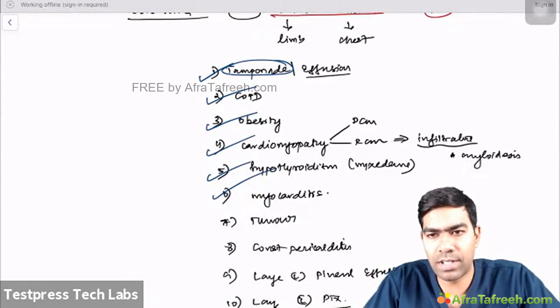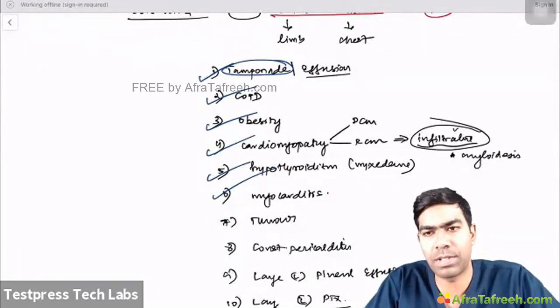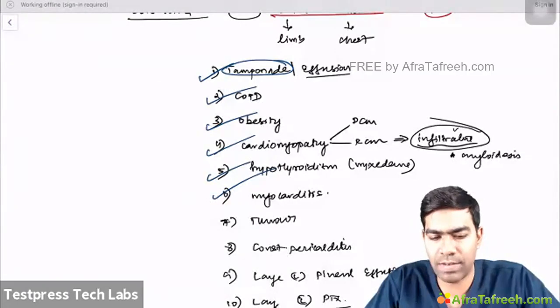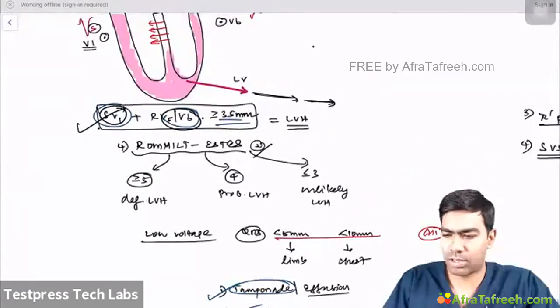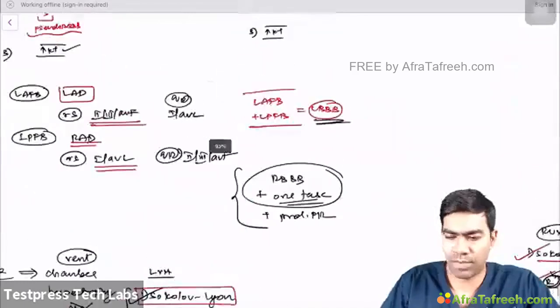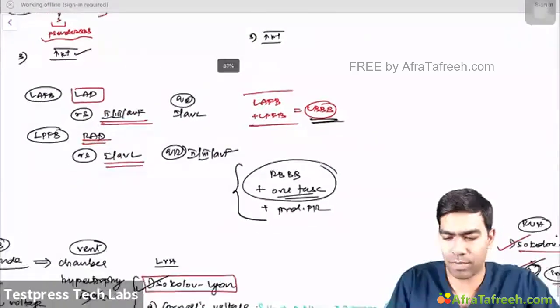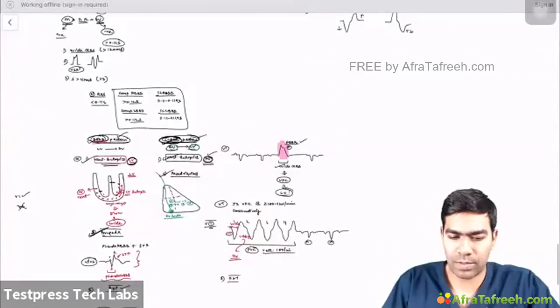So a lot of infiltrative diseases are there. You can write any infiltrative disease can produce low voltage complexes. So tamponade, COPD, obesity, cardiomyopathy, hypothyroidism, myocarditis, very, very important causes of low voltage complexes. Now we have finished off the QRS height also. I think we know the LVH now, we know the RVH, and we know the biventricular hypertrophy, Katz-Wachtel effect, and we know the low voltage complexes as well.